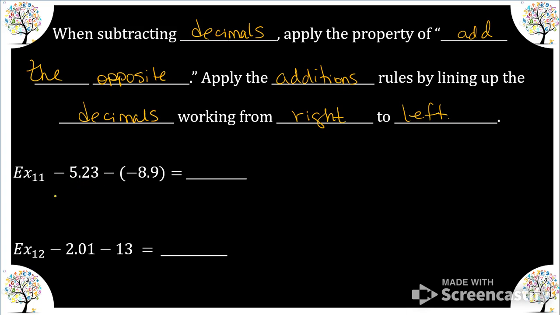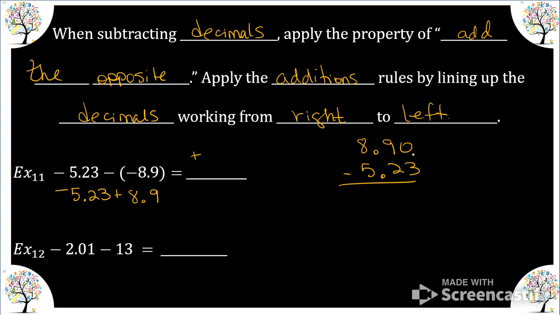So we have subtraction. So I'm going to keep, change subtract to add, and change the second number to its opposite sign. Now we look at and apply the addition rules, which means if numbers are opposite in signs, which they are, we're going to subtract. I'm going to put my 8.90 on top, 5.23, lining up the decimals. And we do have more positives than negatives, so we have a positive answer.